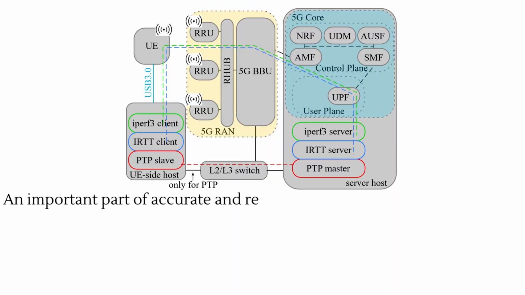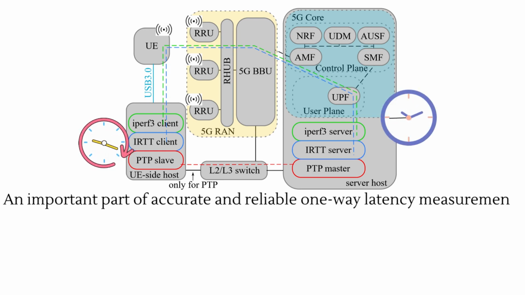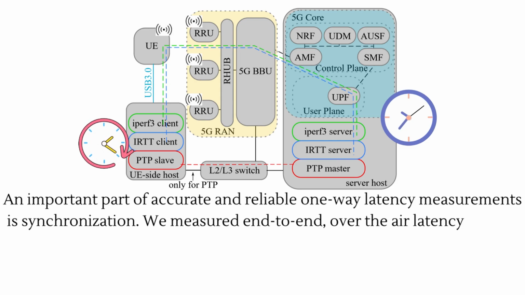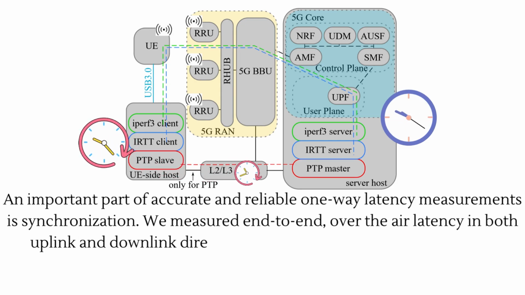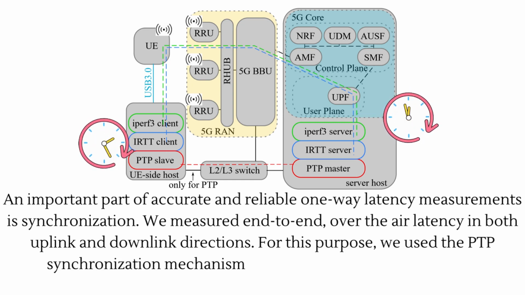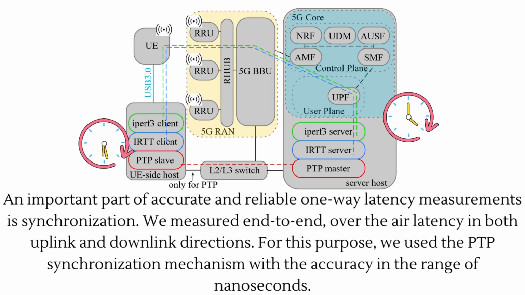An important part of accurate and reliable one-way latency measurements is synchronization. We measured end-to-end over-the-air latency in both uplink and downlink directions. For this purpose, we used the PTP synchronization mechanism with the accuracy in the range of nanoseconds.